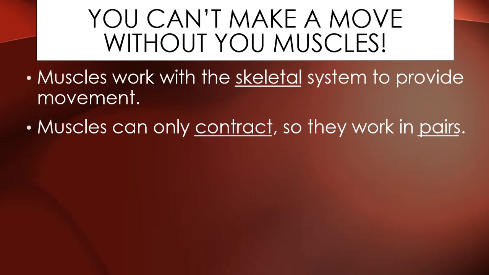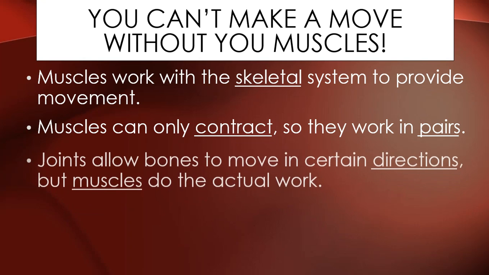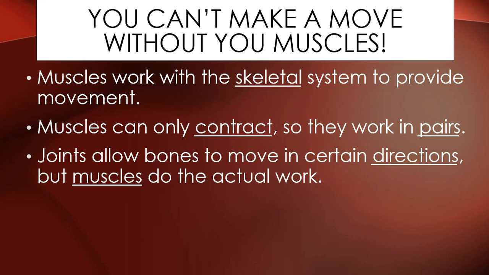Now, if you stretch your arm out straight to your side, your biceps is now relaxing and your triceps is contracting. It doesn't bulge as much on that side, but they work in pairs. So my biceps and my triceps are working together to move my upper arm. Now, we know about joints. They allow the bones to move in certain directions, but muscles actually move the bones. They do the work.